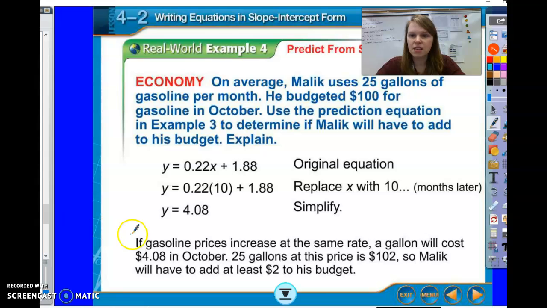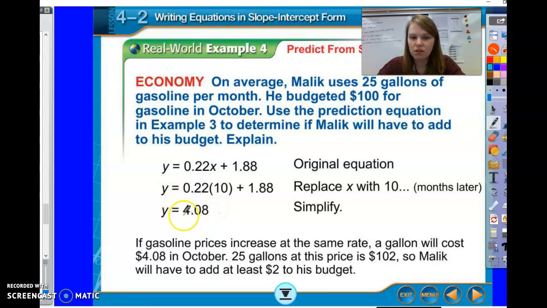Okay, let's get to that extrapolation that we were talking about. So this was our equation from the previous example from Malik and his gas. So this says here, if he uses 25 gallons per month and he budgets $100 for October, is he going to have enough money? So we're using this and we're saying, okay, October would be month 10, right? So we're plugging in a 10 here, and we're going to say how much would gas cost that month. And it looks like it'd be $4.08.